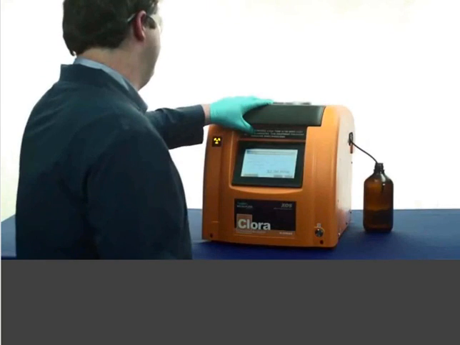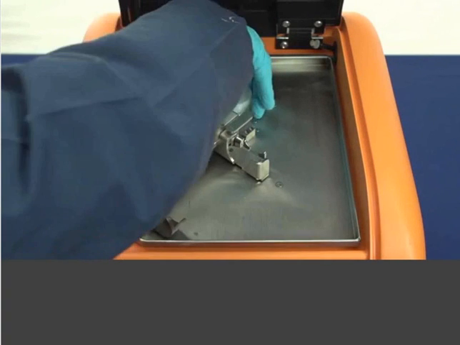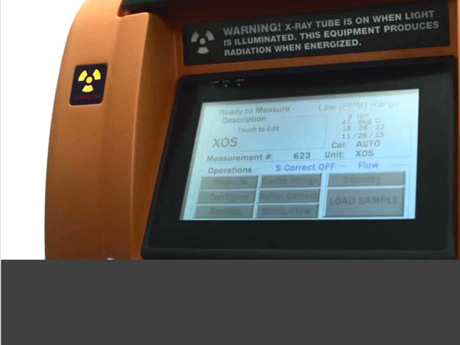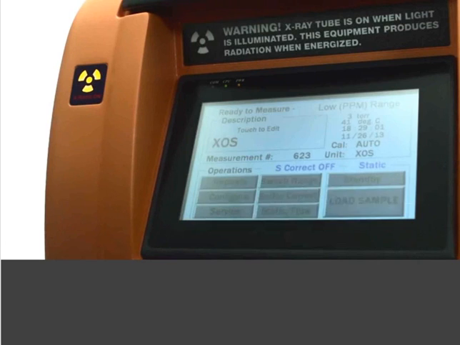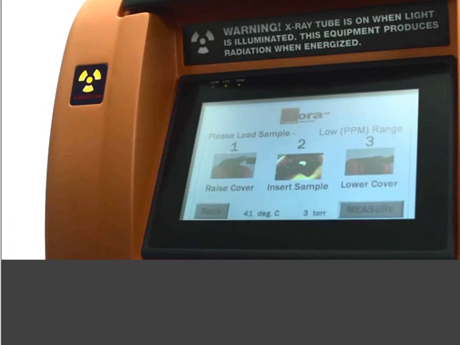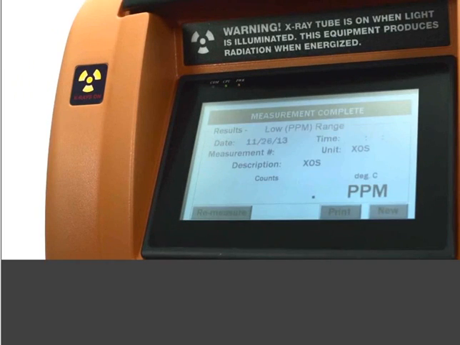To start, simply open the lid. Place your sample cup inside. Close the lid. Select the static measurement. Load your sample. Hit the measurement button. The measuring screen provides you with a status bar as the analysis progresses. In a matter of minutes, your results are in.